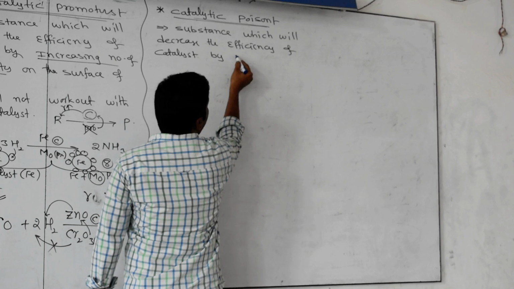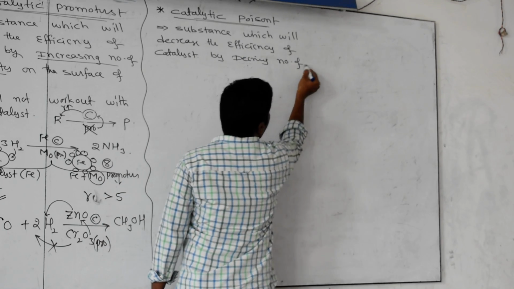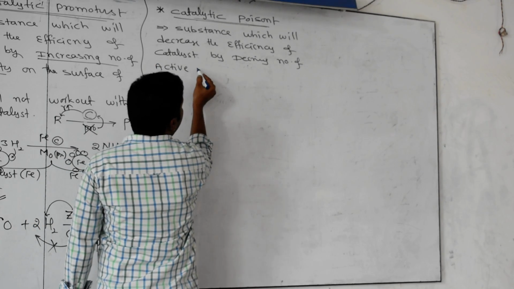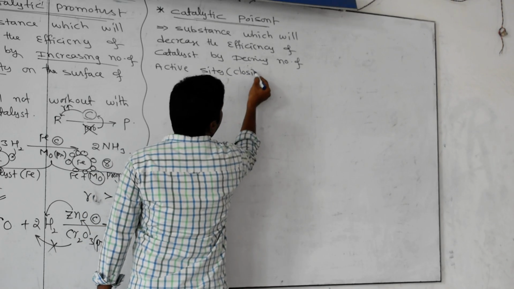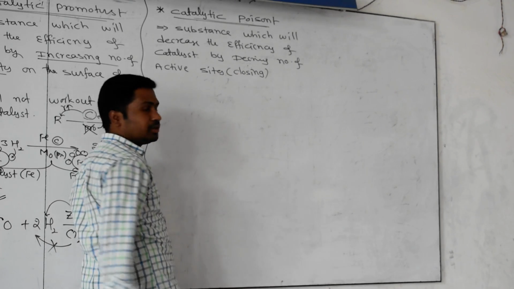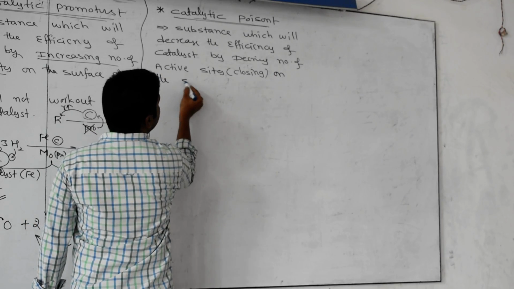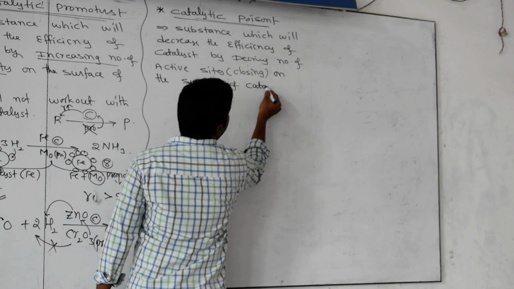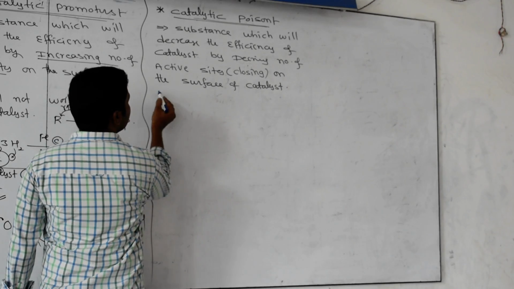How? Yes, very good. By decreasing the number of active sites. Decreasing means how? By closing or blocking the active centers or sites on the surface of the catalyst. Did you get my point? Yes. And it is also the same thing.